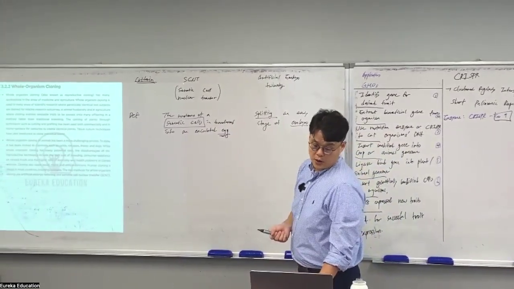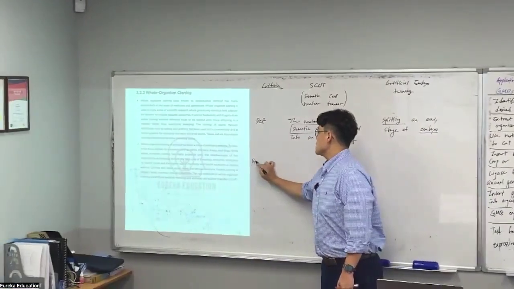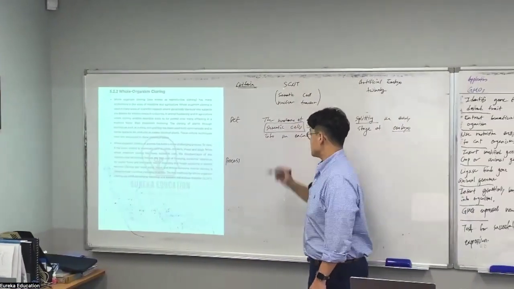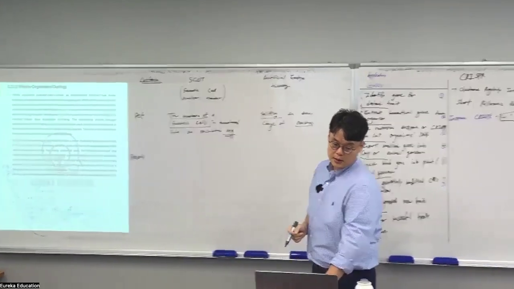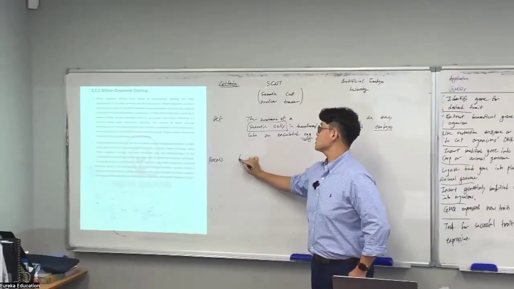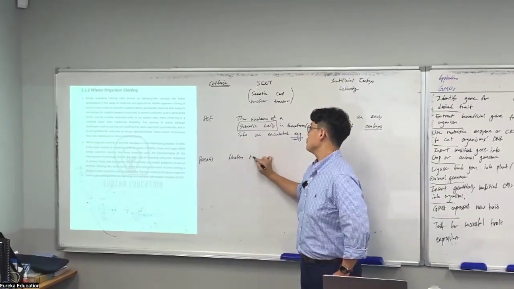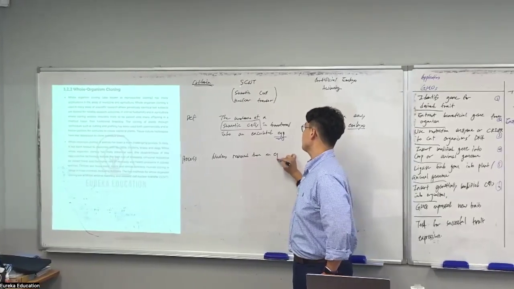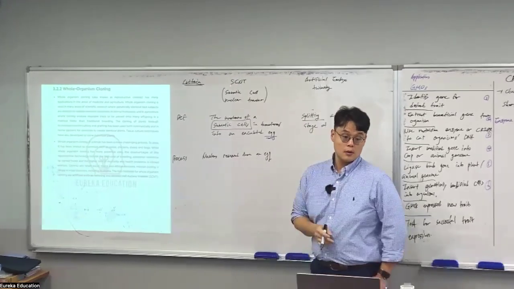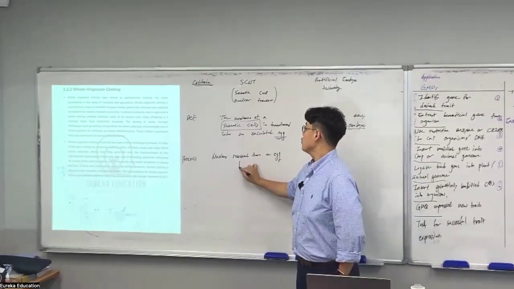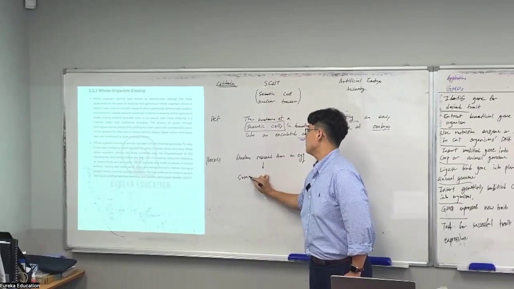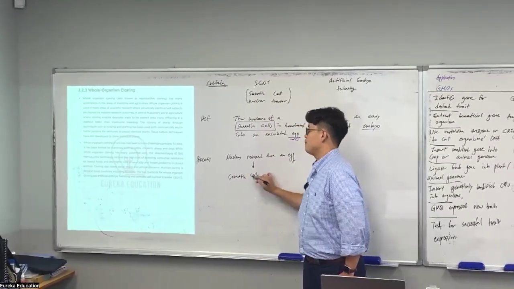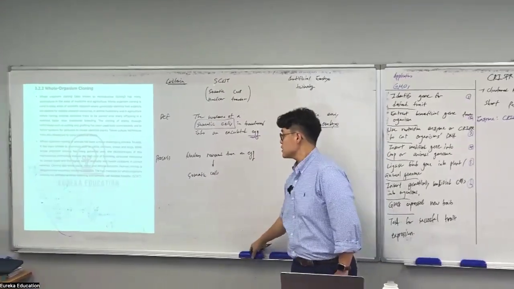In terms of process, I'll give you some brief detail here. We're going to talk more about SCNT today. The process is that the nucleus is removed from an egg, first of all. Then we put in the somatic cell, a nucleus, which is inserted.